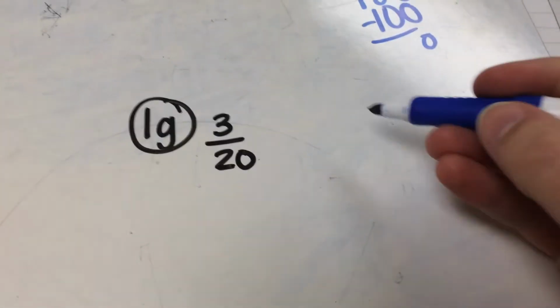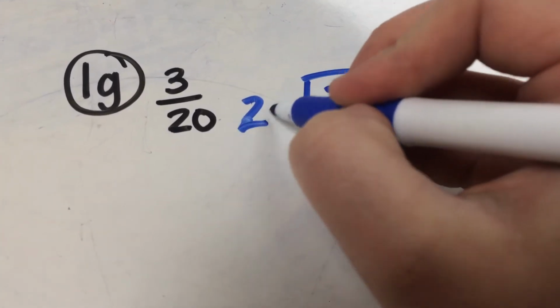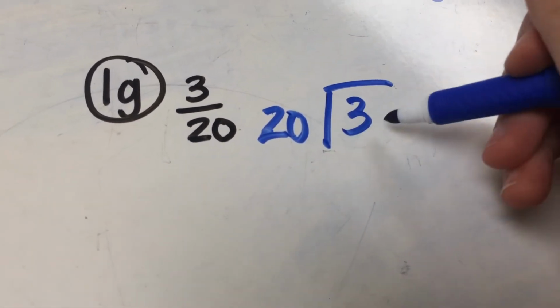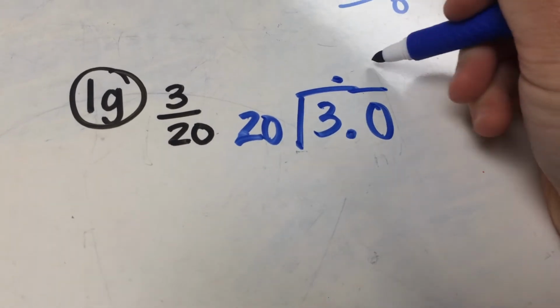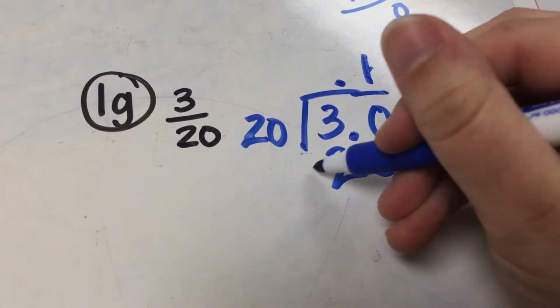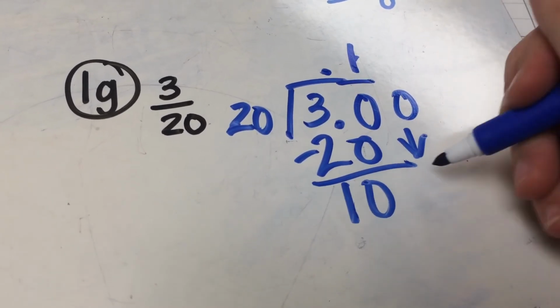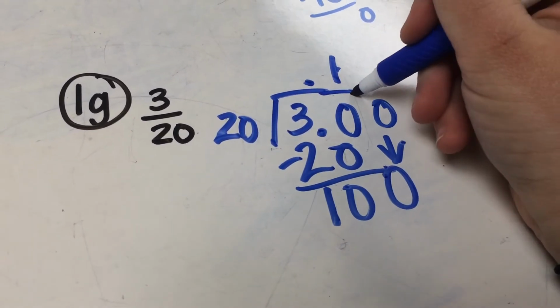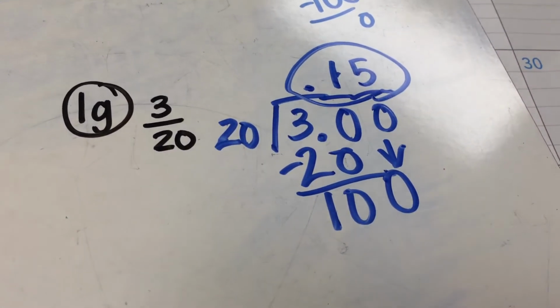Okay, and then 1G, let's do that one together. We have 3 divided by 20 if we read the fraction as a division problem. Decimal, decimal, annex your first 0. 20 goes into 30 1 time with a remainder of 10. Annex another 0, drop it down. And again, 20 goes into 100 5 times. So our decimal is 0.15.